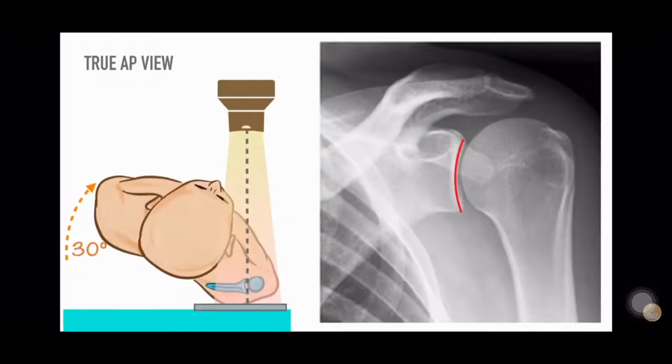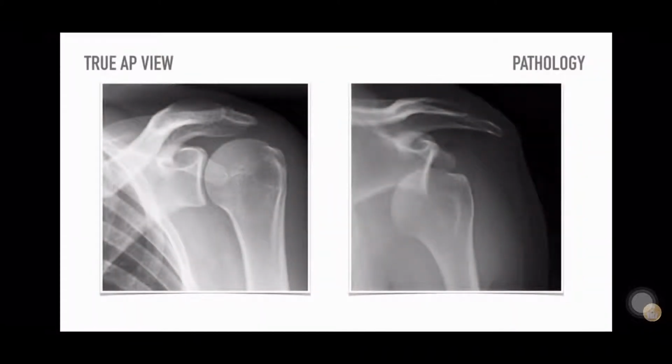The anterior and posterior rims of the glenoid cavity are superimposed. The lateral aspect of the coracoid process slightly superimposes the humeral head. The correct amount of caudal angling is evidenced by a clear view of the subacromial space. The true AP view demonstrates the integrity of the glenohumeral joint and shows fractures.